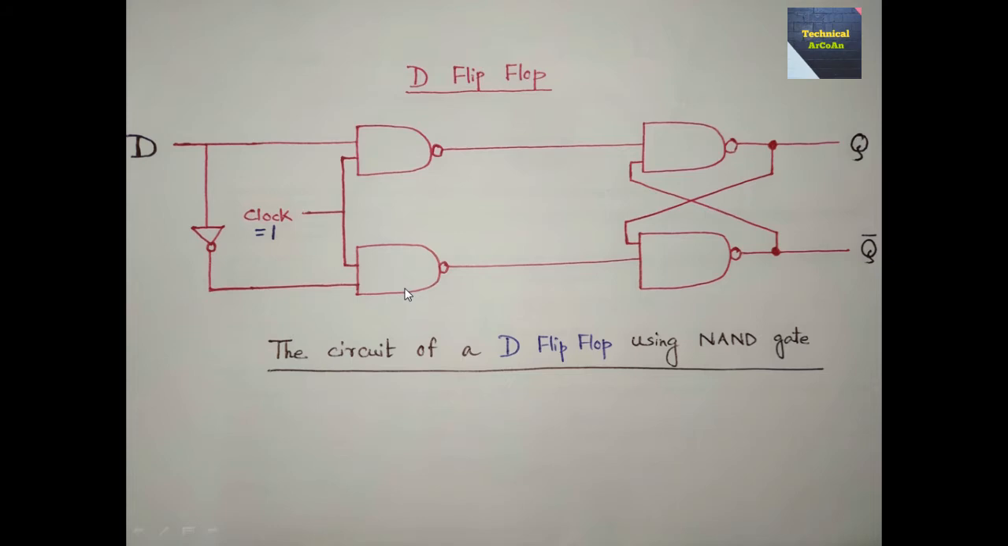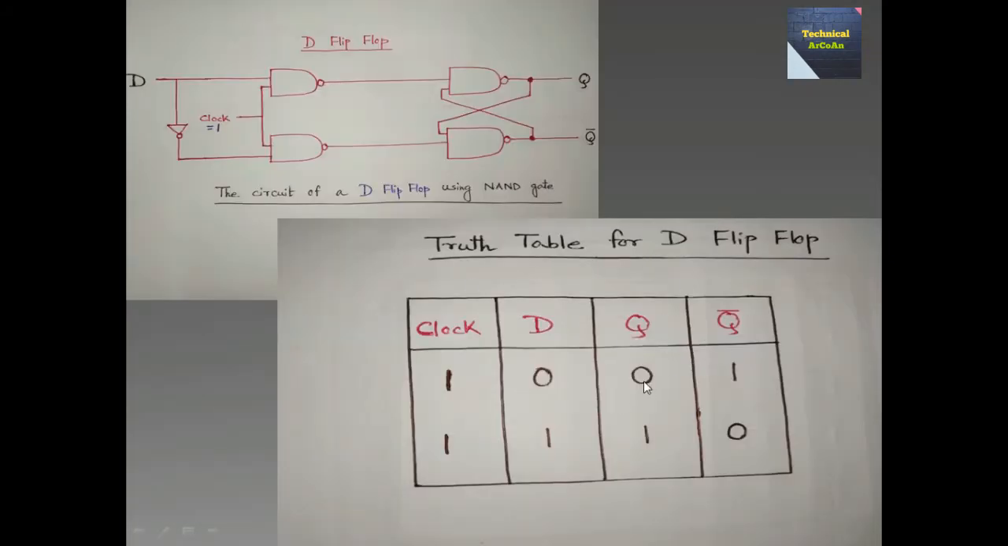So this is the truth table for D flip-flop. D has two combinations, either 0 or 1, and the clock should be 1. When D is 0, we get the next state also 0, means whatever the present state 0 or 1, the next state is always 0.